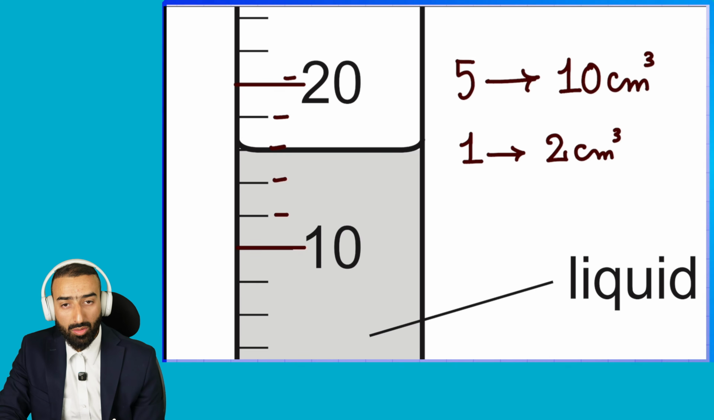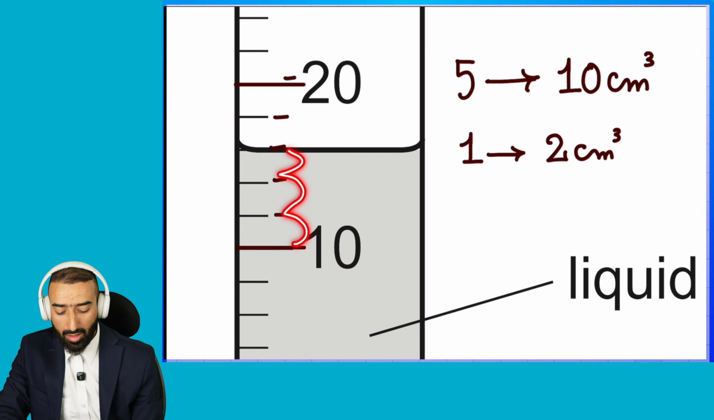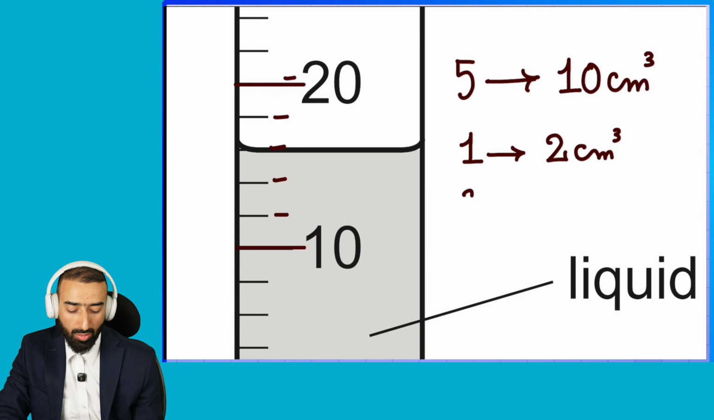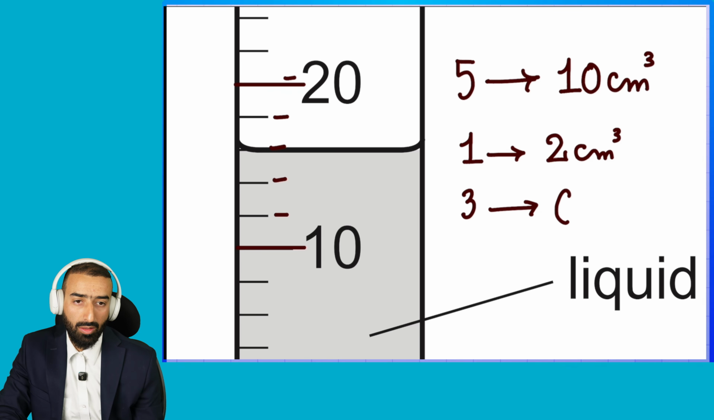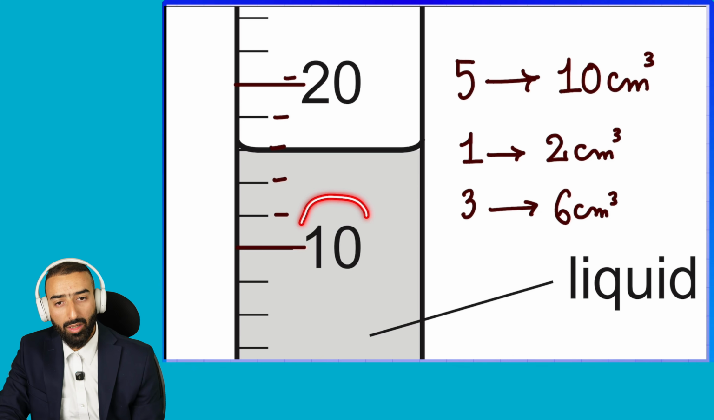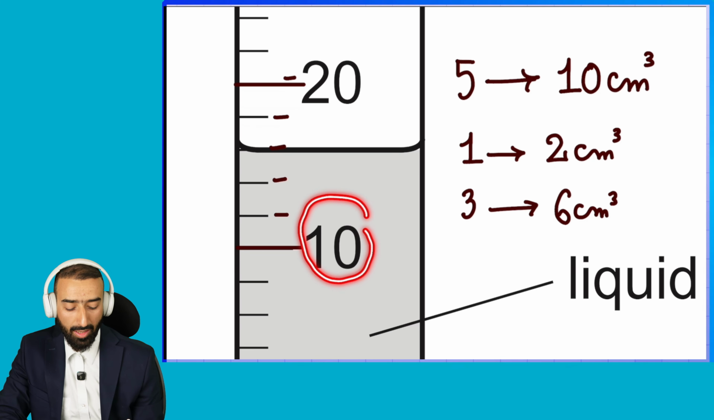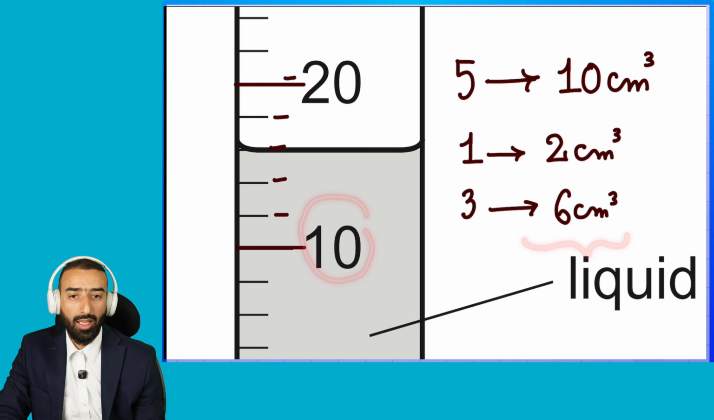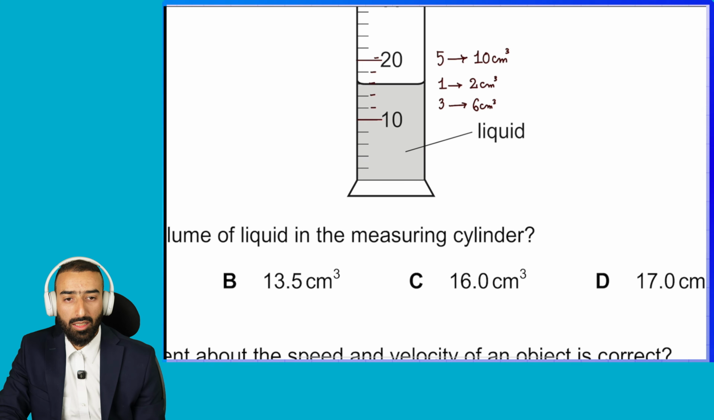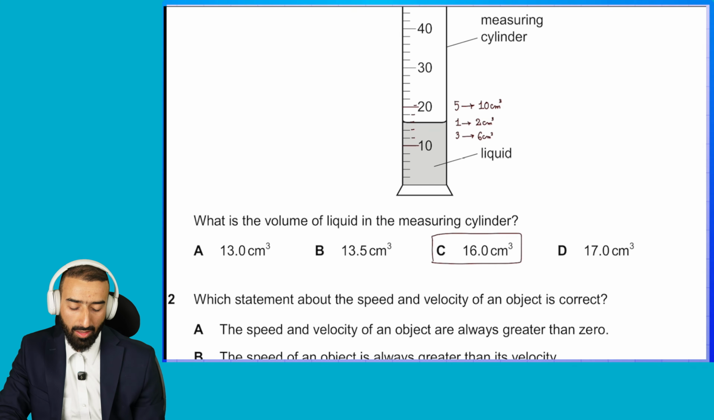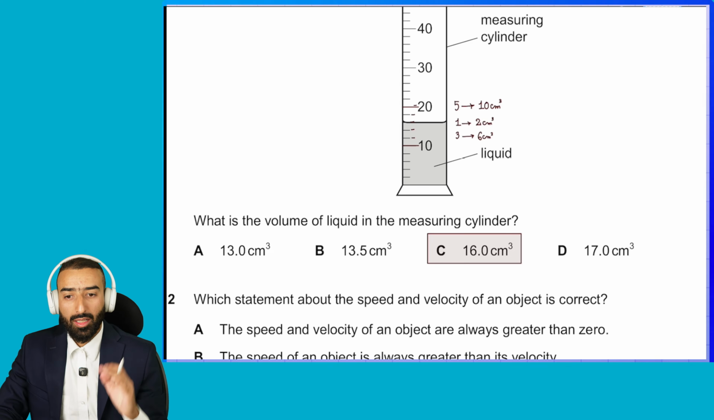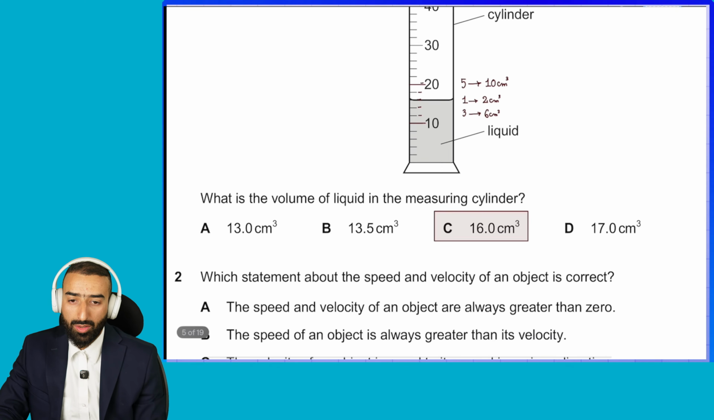How many markings do we have to reach this spot? Well, we need to have 1, 2, 3 markings. That means 3 markings would be an increase in 6 centimeter cube of volume. We already had 10 centimeter cube and we add 6 to that. That gives us 16 centimeter cube of volume. So the answer is 16 centimeter cube. Now let's look at the second question.